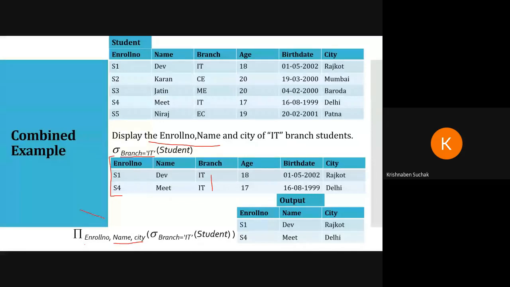Okay, so here in the projection operation we are displaying enrollment number, name and city. And in brackets we are writing the condition, that is the selection operator, so that only the enrollment number, name and city of those students who belong to IT branch are shown. So here only Dev and Meet's enrollment number, name and city will be displayed.